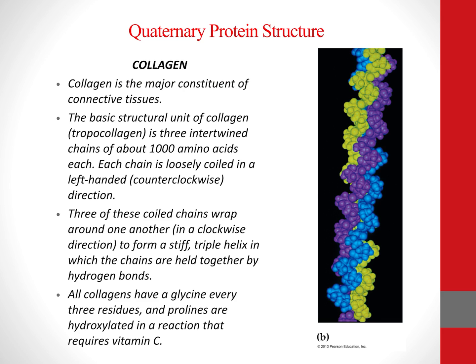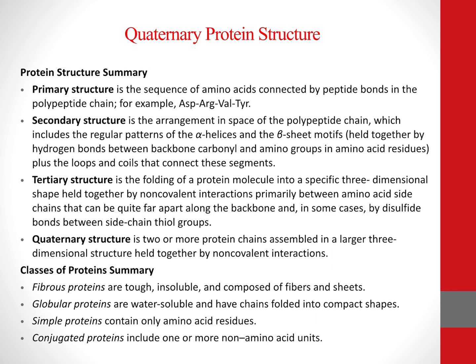Collagen has 3 intertwined chains that are about 1,000 amino acids each. You can kind of see in this picture, it has all 3 chains wrapped around one another to form this stiff rod-like triple helix. What binds the 3 different chains together is hydrogen bonds. That's what keeps them there. In collagen, glycine is every 3rd amino acid, because it's the only amino acid that's able to fit in the center of the tightly coiled helix. So it's very, very strong.